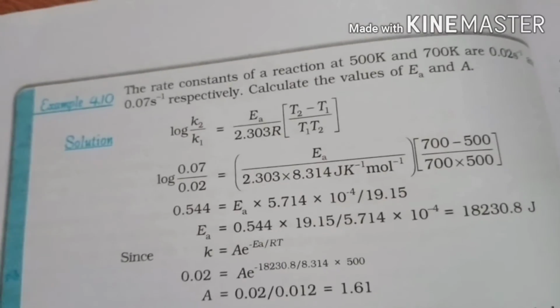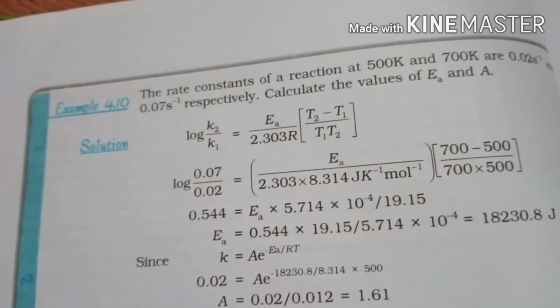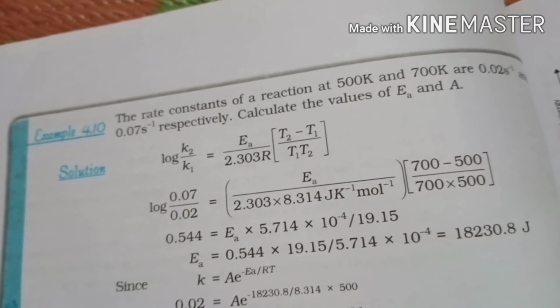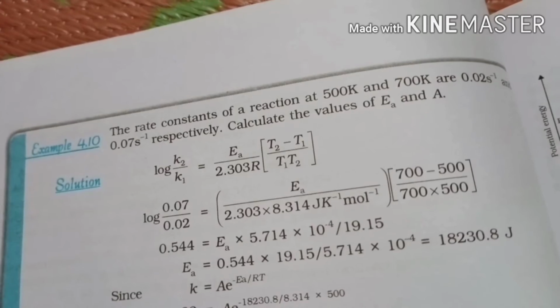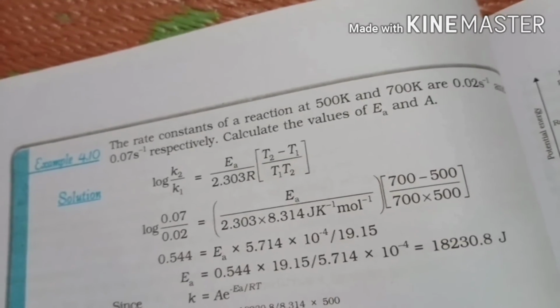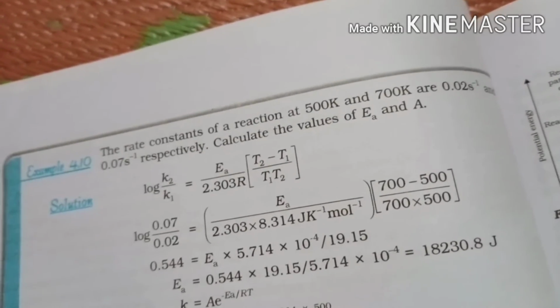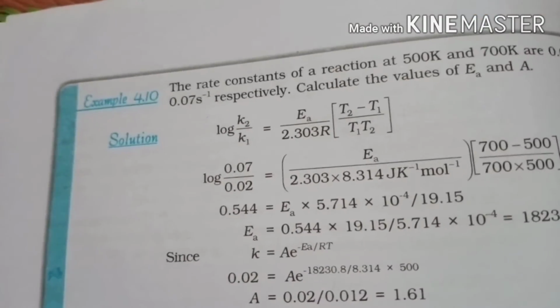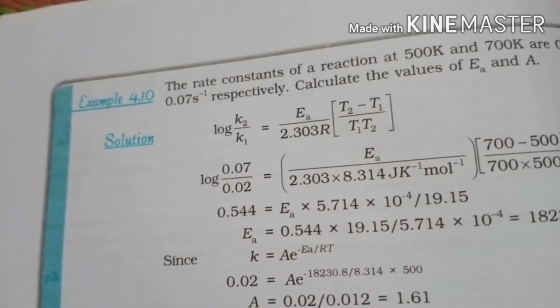So EA equal to 0.544 into 19.15 divided by 5.714 into 10 to the power minus 4. This is equal to 18230.8 joules. Here K equal to A e to the power minus EA by RT.